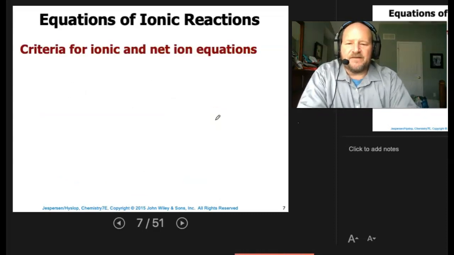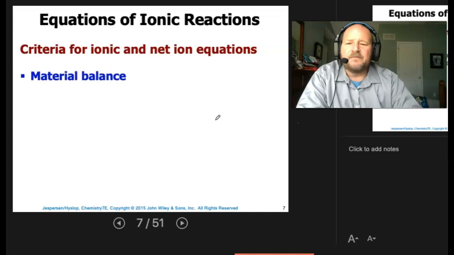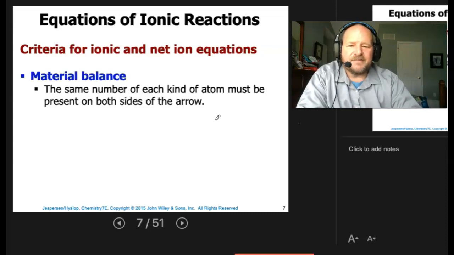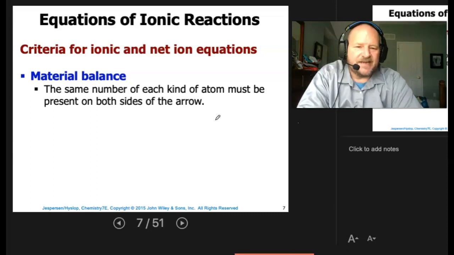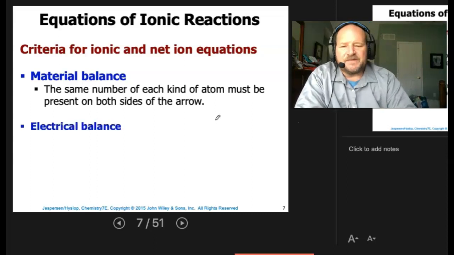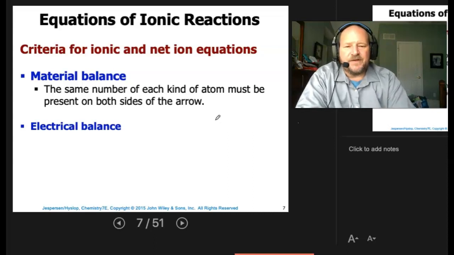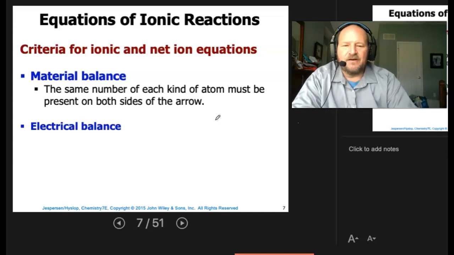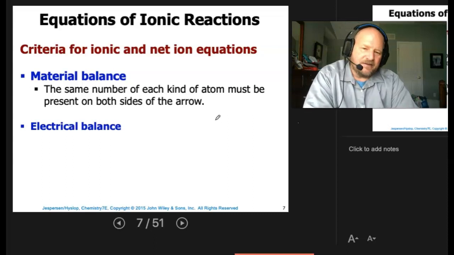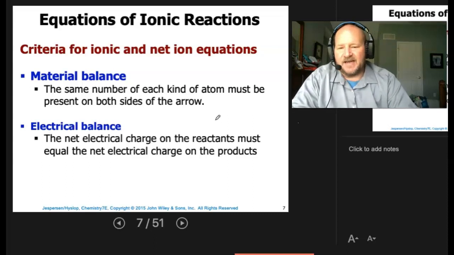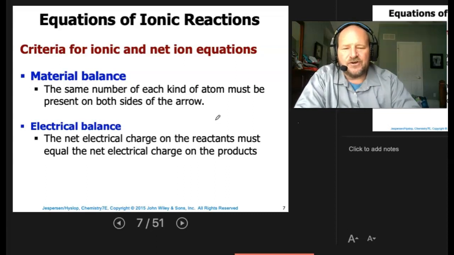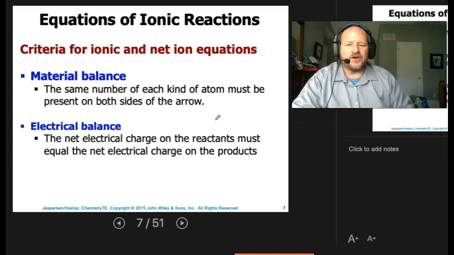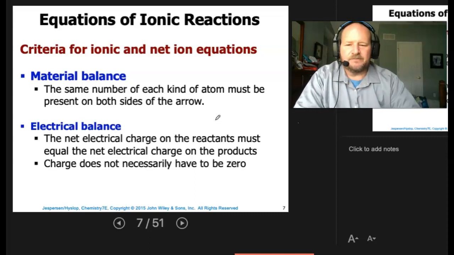Now, criteria for ionic and net ionic equations: materials have to be balanced. Okay, the same number of each kind of atom must be present on both sides. That has not changed. You also have to have an electrical balance. So we have to make sure we have the same number of cations on one side as the other side, and the same number of anions. So there has to be no net electrical charge difference between the reactants and products. Okay, so at the end of the day, all the charges have to balance on both sides as well.